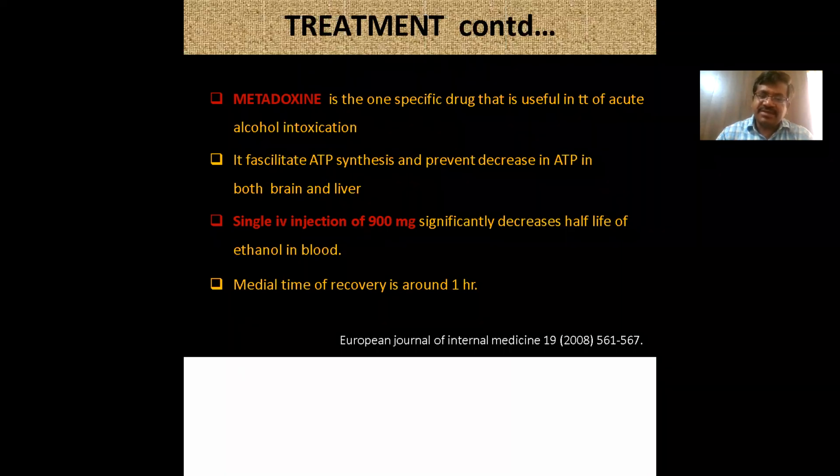This also will decrease the half-life of ethanol. We have seen the half-life of ethanol is 2 to 6 hours, so the half-life is totally decreased. As the half-life is decreased, the ethanol is converted to carbon dioxide and water very quickly, so the effect of ethanol is reduced. So the complications due to alcohol can be managed.